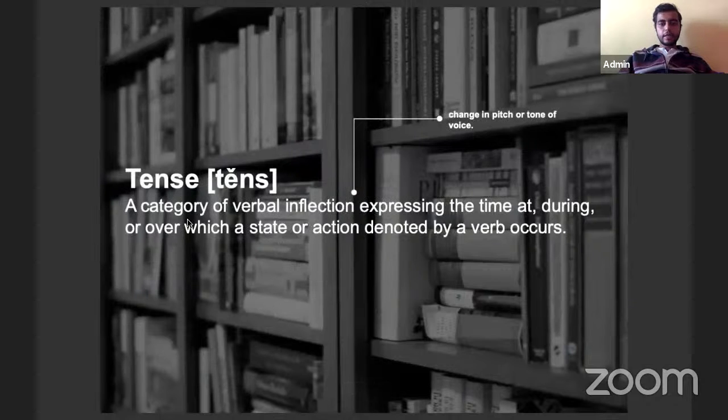Okay. So what is a category of verbal inflection? Inflection means a change in pitch or tone of voice. Okay. So a tense is a category of verbal inflection that expresses the time at, during, or over which a state or action that a verb describes happens. What is a verb? Verb is an action word. So whatever word indicates that an action is being done is a verb. And a tense is a word which expresses the time at which the action or the state which the verb describes happens.